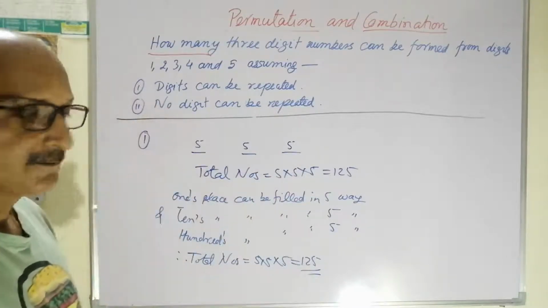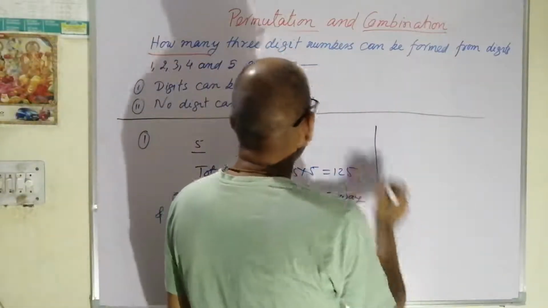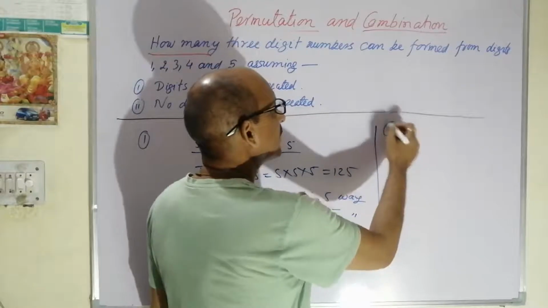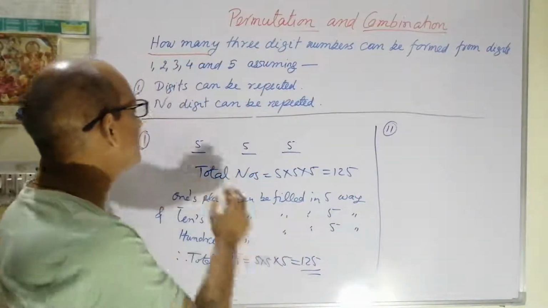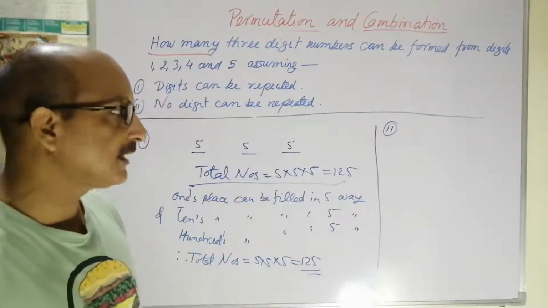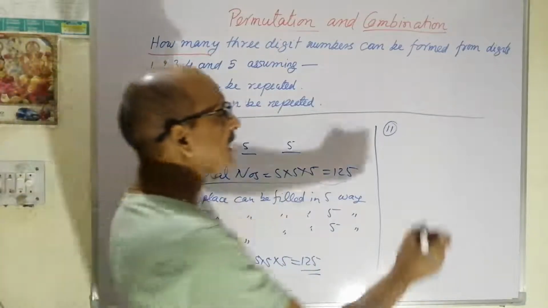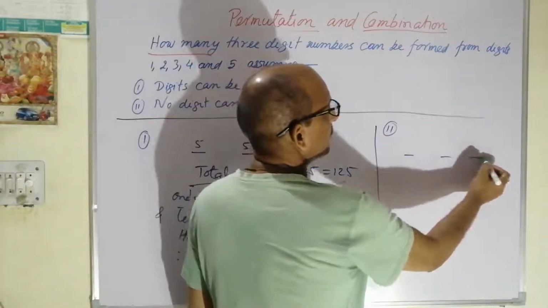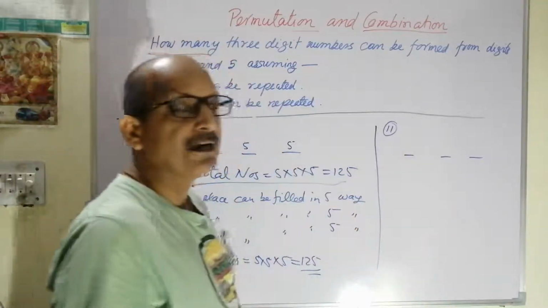Let's come to the next, that is, again, no digit repeated. If digits are not repeated, again we would like to go a little bit shortcut by this method only. It is the way of writing to get marks in board exams, but in competitive exams we have to go short. So here again we have to draw 3 places. Let's see. The first place can be filled in 5 ways.